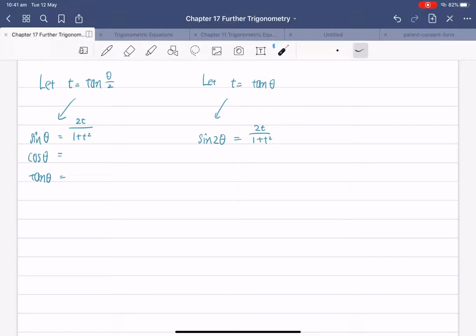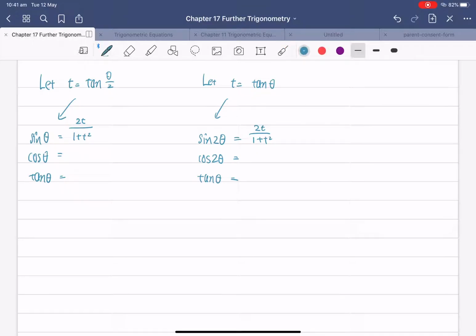This is really important because in the future we might see questions where they don't give you sine theta or cos theta, they give you sine 2 theta, and they ask you to use the t-formula to solve an equation. In that case, all you have to do is adjust these t values, and then you can write down the actual expression there. That should be quite easy for you to do.